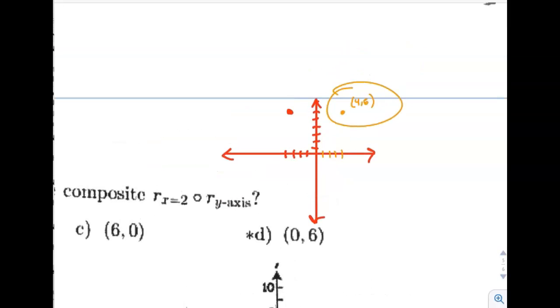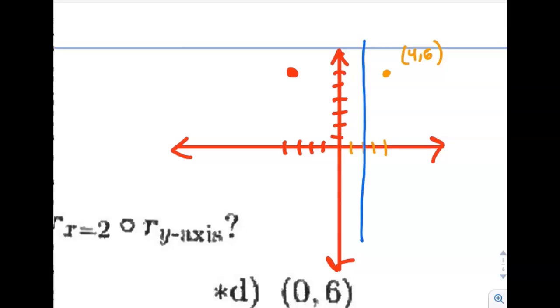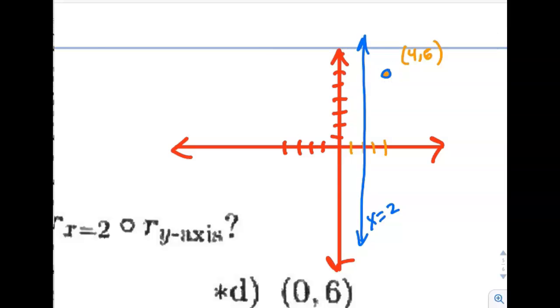Then I take this new point, 4, 6, and I reflect it over the line x equals 2. X equals 2 is a line that cuts through the x-axis at 2. That's the line x equals 2. So now I'm going to take this point right here, and I have to go 2 spots to get there, and then 2 more spots after that, which lands me right here on the y-axis after reflecting over this. And that is ultimately the point 0, 6.